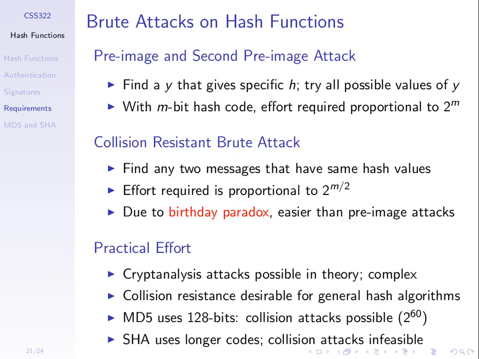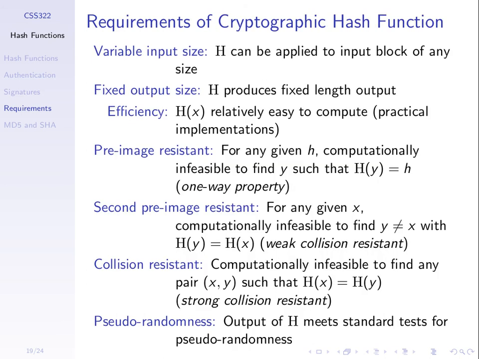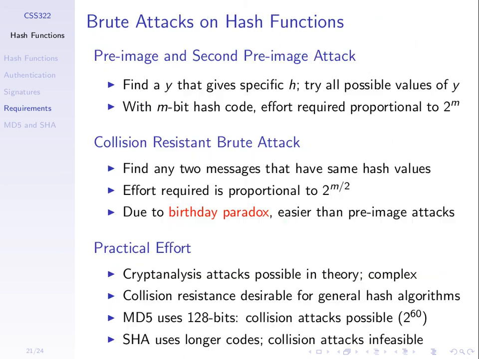And I thought I had some numbers here. Yeah, this slide. Pre-image resistance, or the one-way property, and weak collision resistance are about the same in performing a brute force attack. That is, they take about the same amount of effort for the attacker. Whereas attacking the strong collision resistance property takes less effort for the attacker, given the same hash algorithm. And that's captured on this slide.